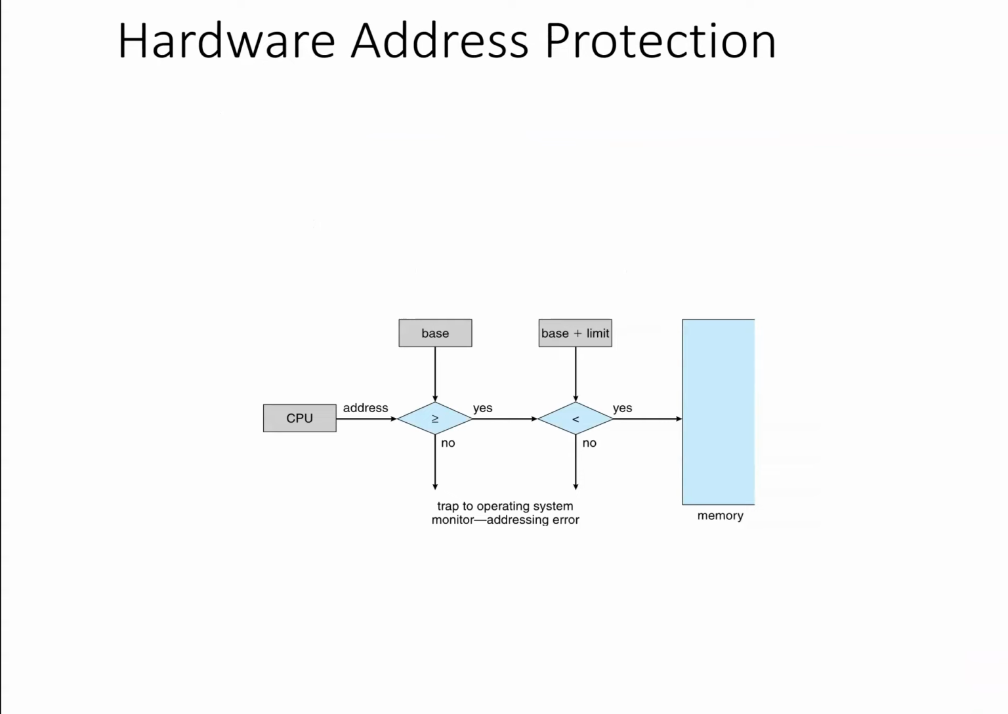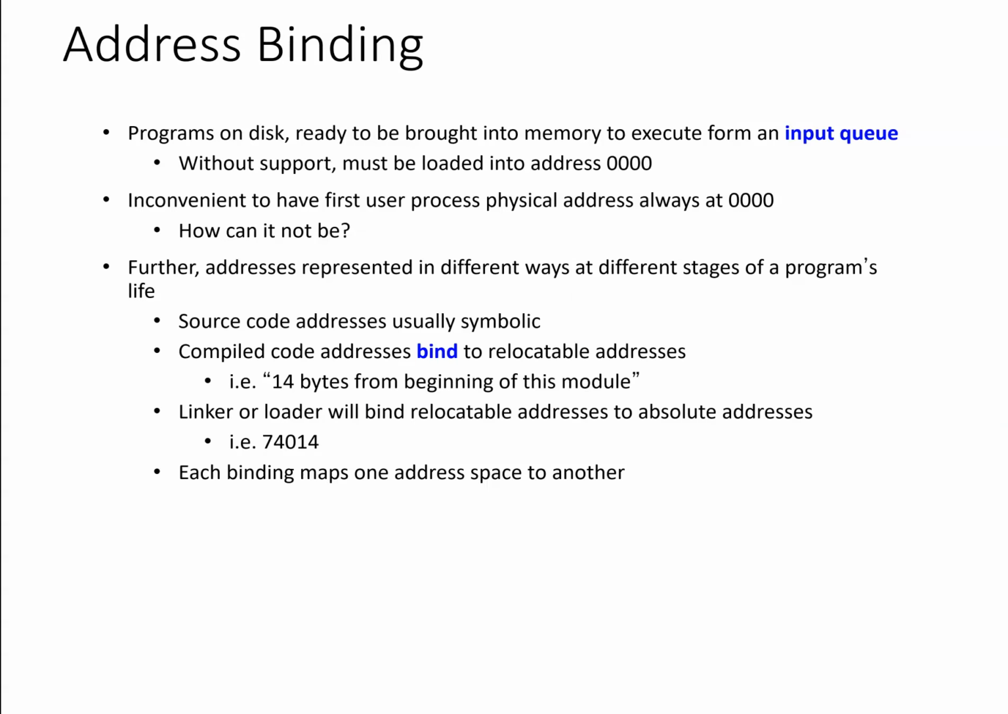The way it would work is the CPU would get an address, and it would make sure it was greater than or equal to the base. If it's not, we throw an error. If it is, we check to make sure it's less than the limit. If it's not, again, we throw an error. Otherwise, we look at the memory.